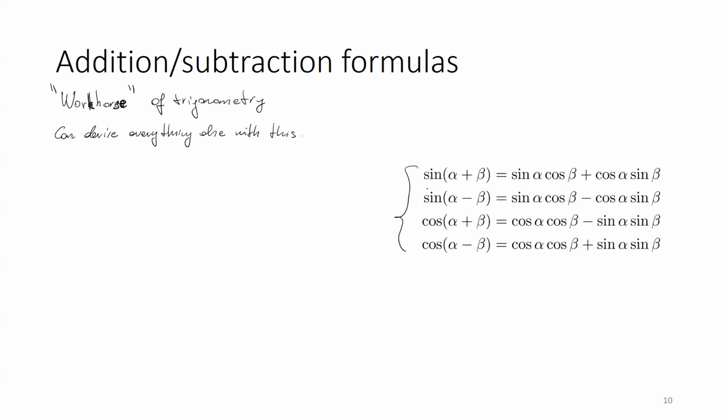What they do is they take the sine or the cosine of the sum of 2 angles, alpha plus beta, or the difference of 2 angles, and they turn it into a sum of a sine times a cosine and a cosine times a sine, or a cosine times a cosine and a sine times a sine, depending on whether or not you started with a cosine or a sine.